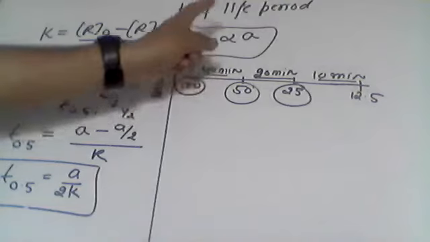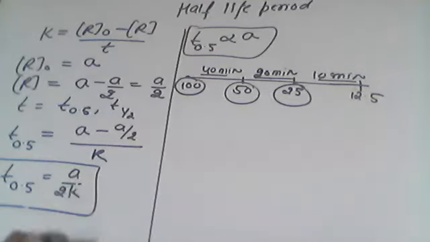So for a zero order reaction, the half-life period is directly proportional to the initial concentration of the reactant. It means if the initial concentration changes, then the half-life will also change. That's a very important conclusion. Any questions here, please?